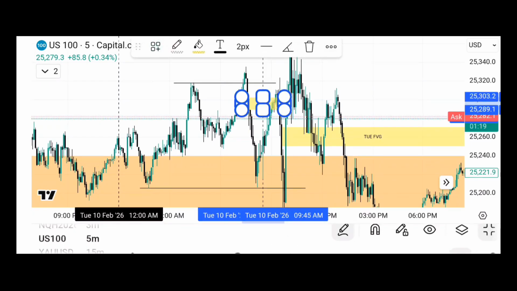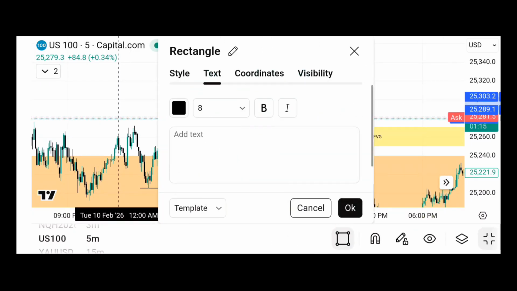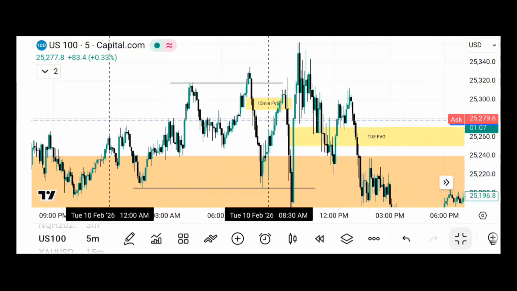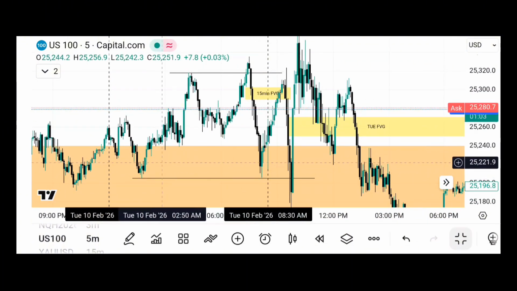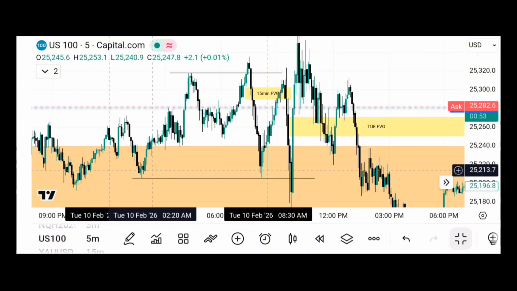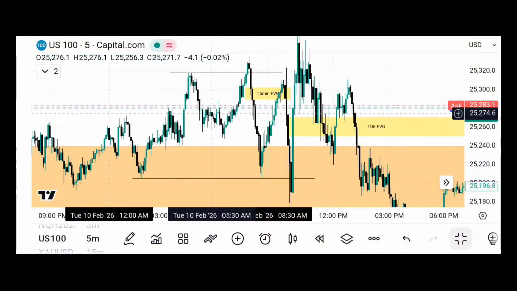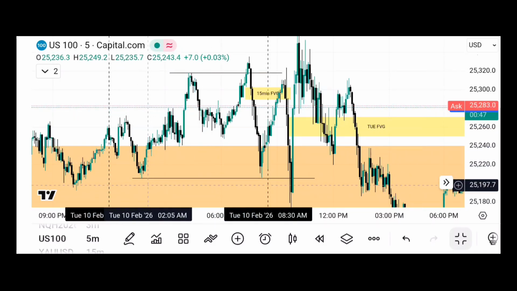So I will quickly annotate this. This is the 15 minutes. This is a 15-minute fair value gap. Okay. So during the drop, you'll notice that price didn't take out this low. If you've been following up with me on this channel, what's resting below this low? What's resting below this low? Sell stops, right? Sell side liquidity are resting below this low.